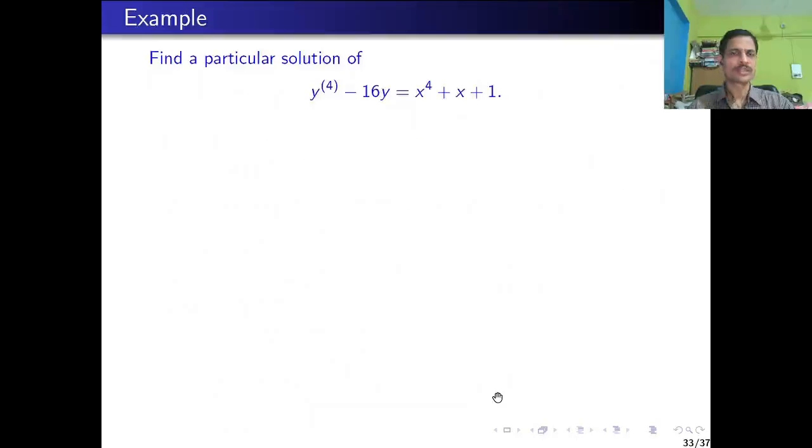Now we proceed to the method of solving using undetermined coefficients by the annihilator method. Find a particular solution of the fourth derivative of y minus 16y equal to x raised to 4 plus x plus 1. Here the differential operator is L equal to D raised to 4 minus 16. And we have to find an annihilator for this R(x). For this R(x), the annihilator is D raised to 5.